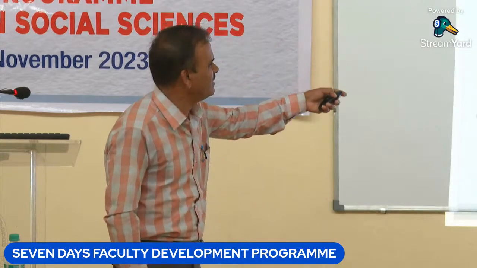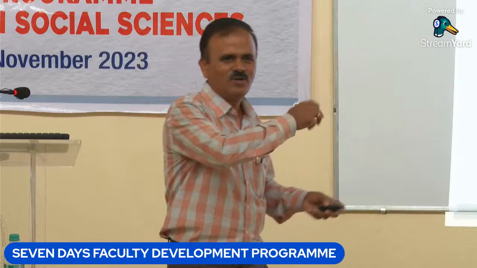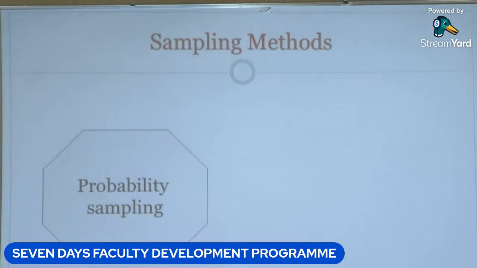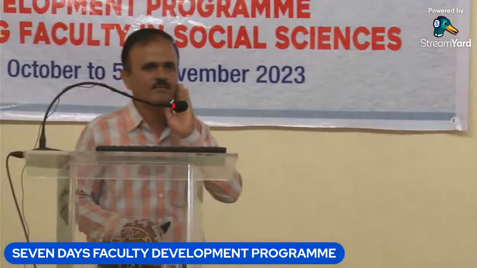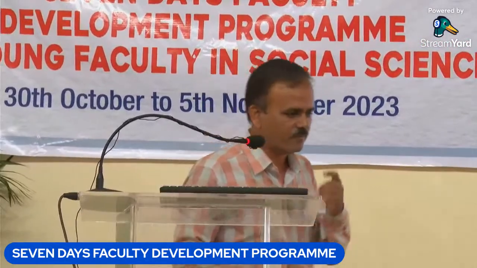We need not get into this since my topic is related to sampling methods. So, okay. The methods of sampling are broadly classified into two: random sampling and non-random sampling, which are also known as probability sampling and non-probability sampling.